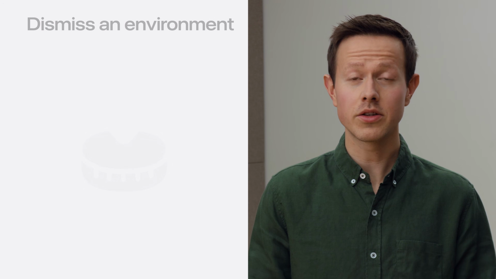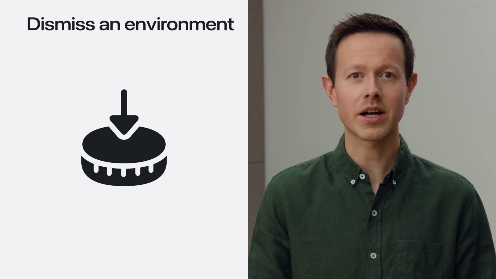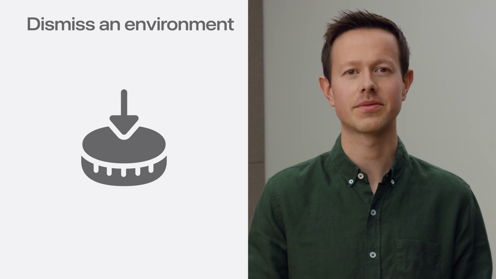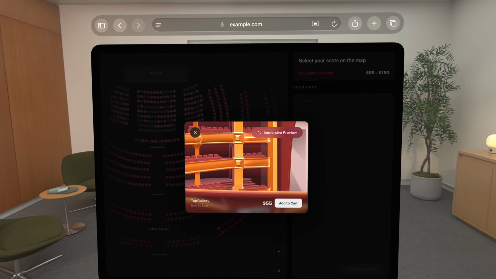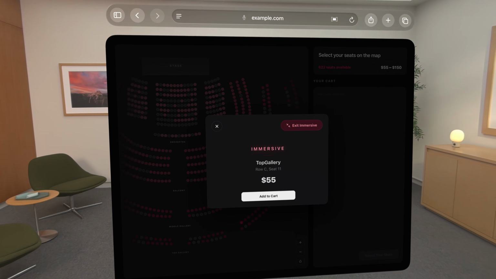It's always good to present a clear exit affordance for your immersive experiences, but also keep in mind that a visitor using an Apple Vision Pro can use the digital crown at any time to dismiss the immersive environment. That's why, if your UI depends on the immersive state, it is critical to listen to immersive state changes and update your layout accordingly.